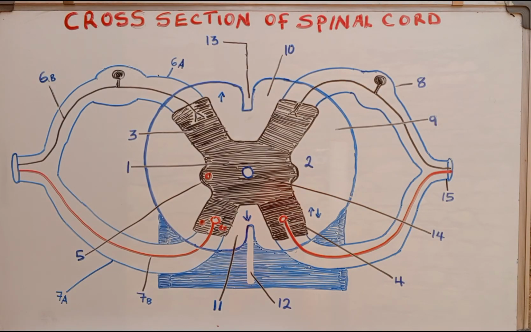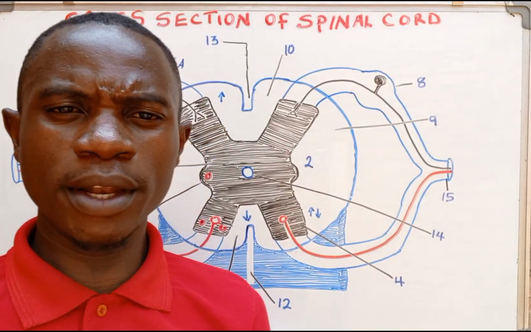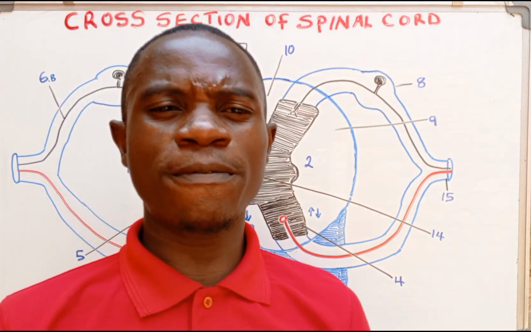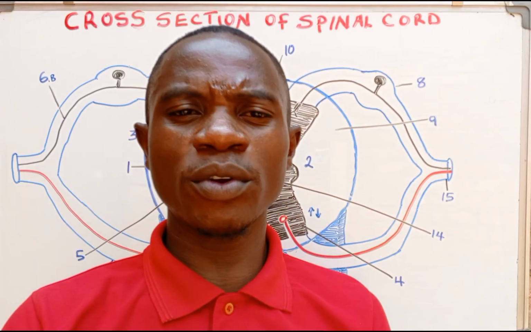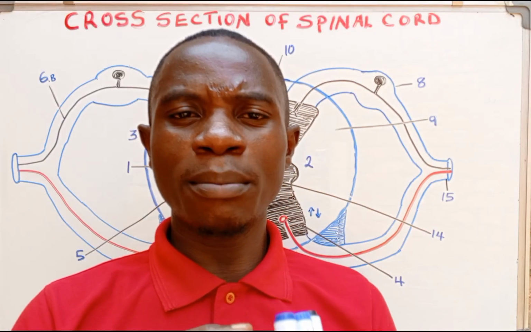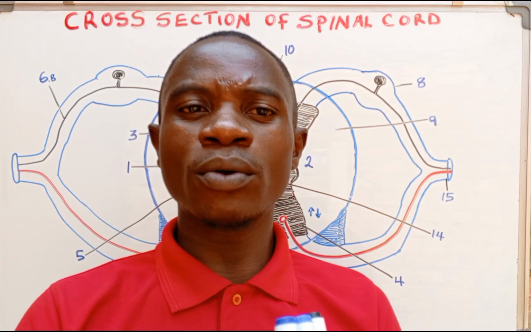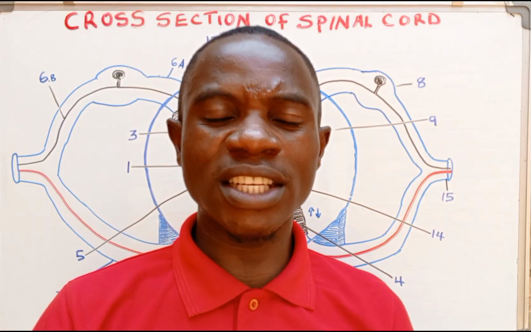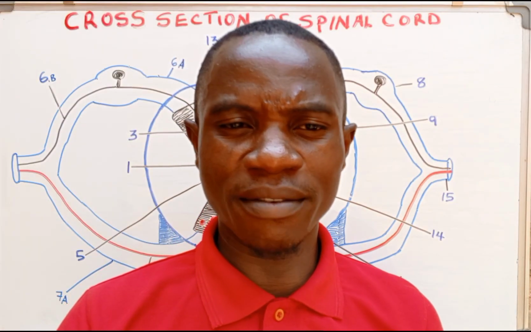The central nervous system is made up of two parts. The first part is what we call the brain, and then what we call the spinal cord. The spinal cord is made up of 5 regions: the cervical region, thoracic region, lumbar region, sacral region, and then coccygeal region. All of them together give us what we call 31 pairs of spinal nerves.